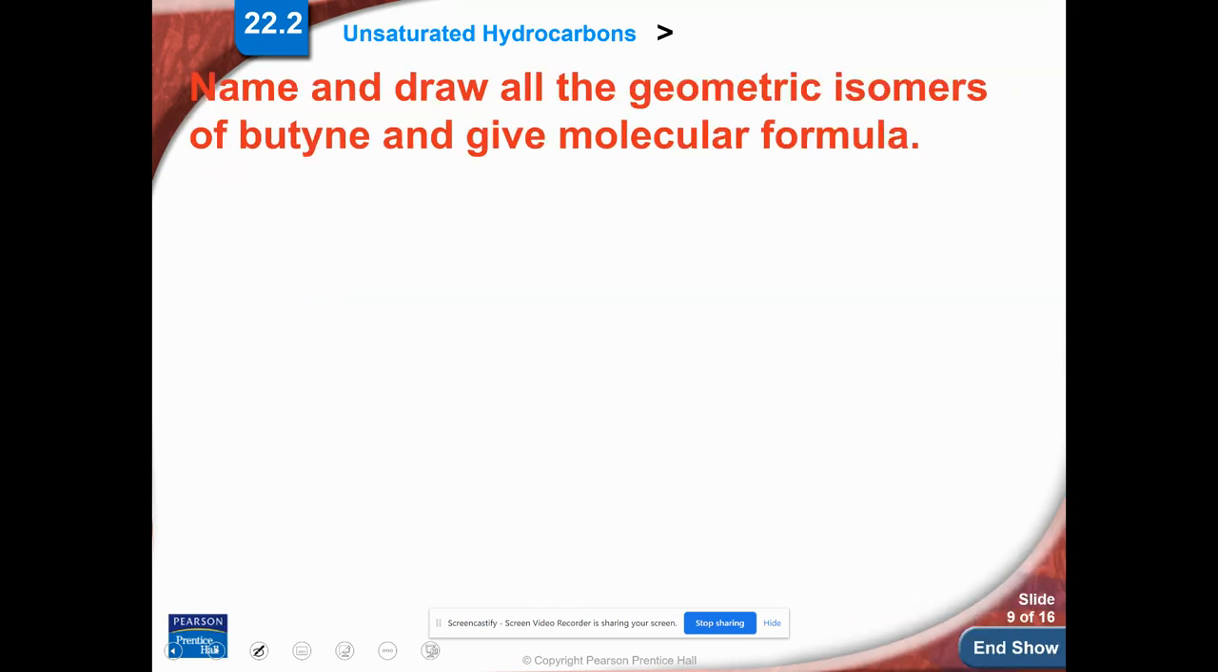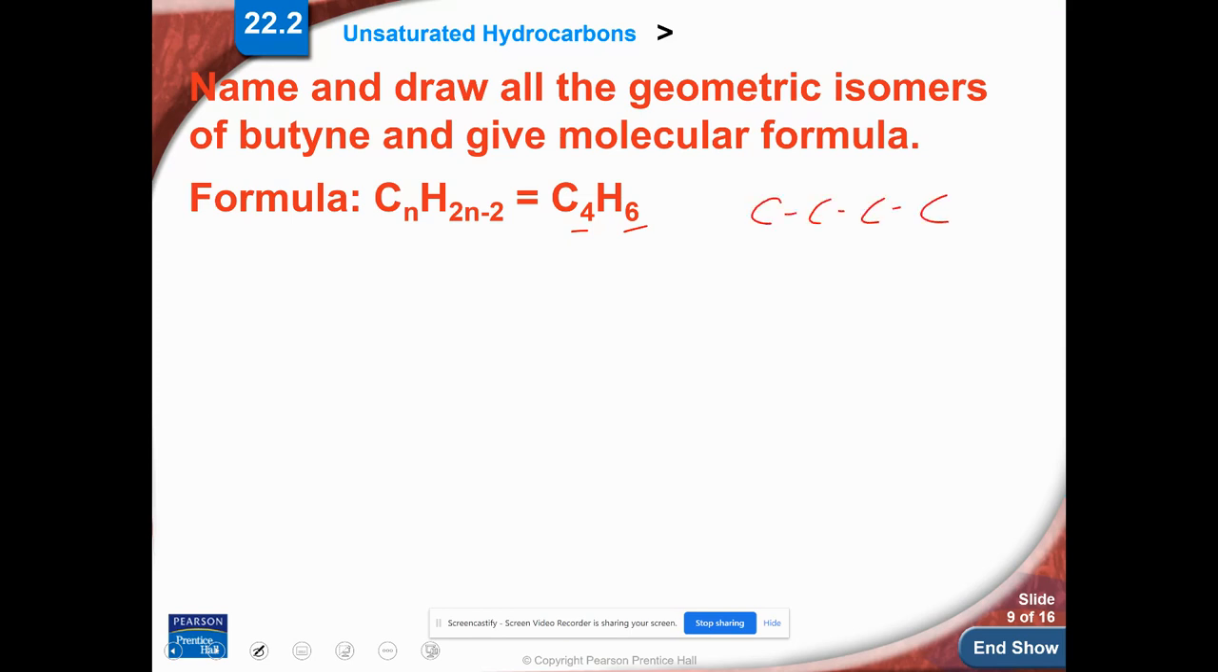Okay, so let's draw isomers of butyne. Butyne, but is 4, so I have 4 carbons and 6 hydrogens to place. I'm going to show you how I draw this. So I have 1, 2, 3, 4. The isomer just means that I am going to put the triple bond, oops, not double, triple bond, in different places. Well, let's start here.